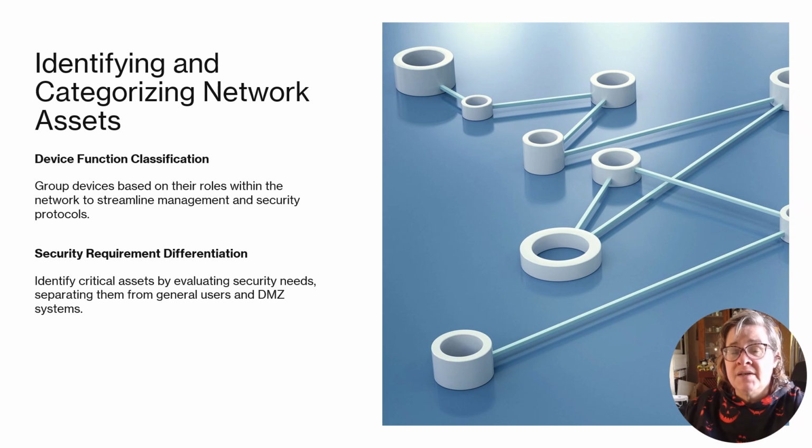Classify devices and systems based on their functions and security requirements. So customer data and any financial data is going to be very important. Distinguish critical assets from general users or demilitarized zone components. In the demilitarized zone would be the public part that's got the least amount of security. So it might be your web servers or email servers. It's not meaning no security, but it's got the least amount of security.